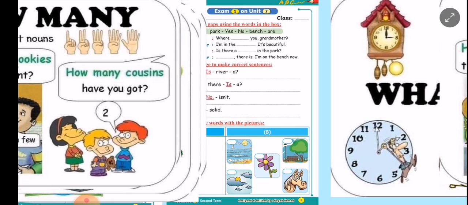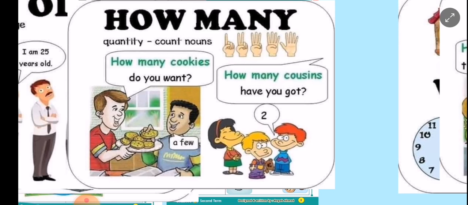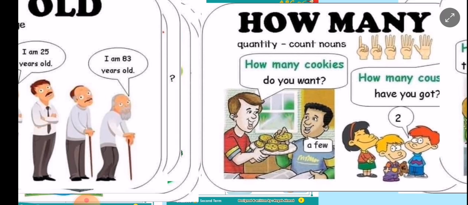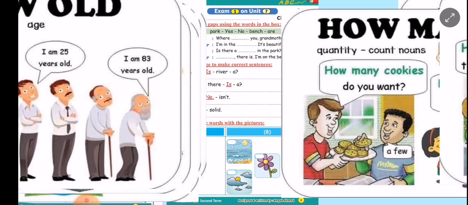The next question we need to know about is how many. The first one was how much, and this is how many. That means quantity, with countable nouns: 1, 2, 3, 4. The answer should be numbers. How many cookies do you want? How many cousins have you got? How many people are in your class? How many pens? The answer should be a number: 2, 3, 4, and so on. It is also clear. Now we are going to move to the next question.